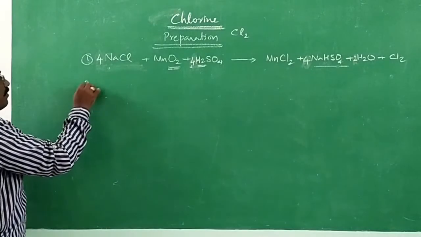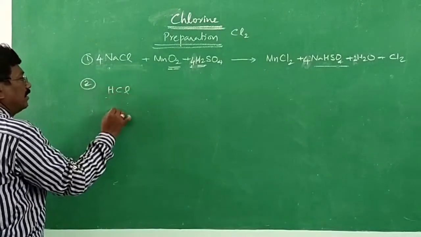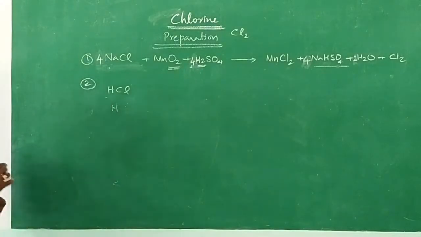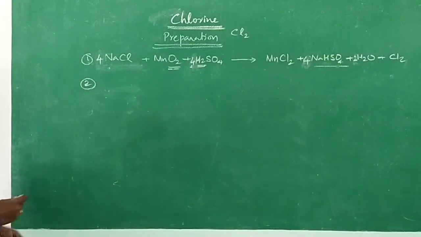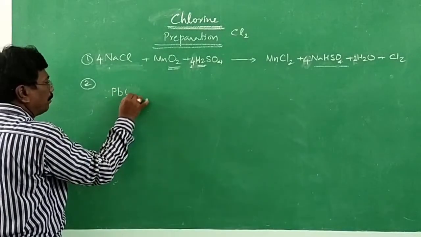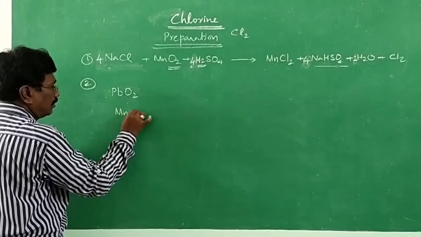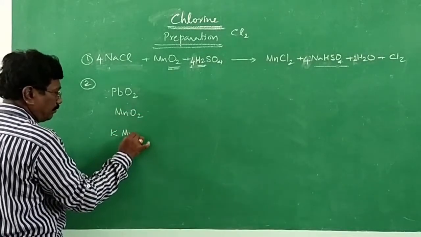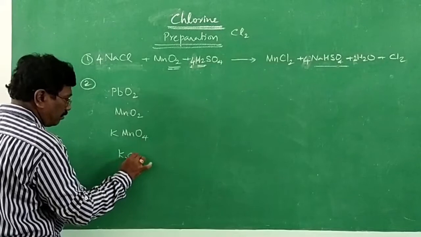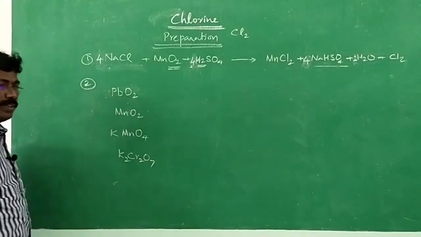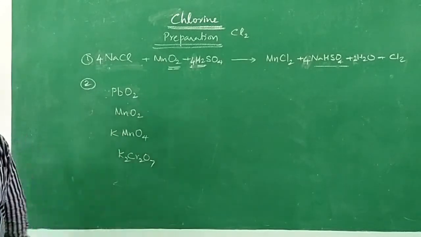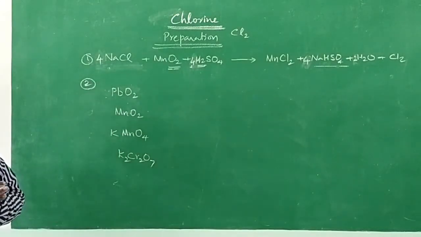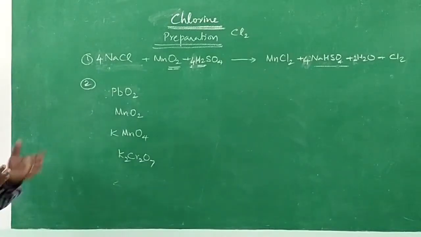Then second method, from hydrogen chloride, hydrochloric acid. From HCl by using different oxidizing agents. What are the different oxidizing agents we may use? We may use manganese dioxide, lead dioxide, PbO2, MnO2, potassium permanganate, potassium dichromate. You should know the molecular formula thoroughly. Lead dioxide, PbO2, manganese dioxide, potassium permanganate, KMnO4, potassium dichromate, K2Cr2O7. Very frequently used oxidizing agents. Therefore, you should know the molecular formula. It's not so difficult also. Often you will be using this.